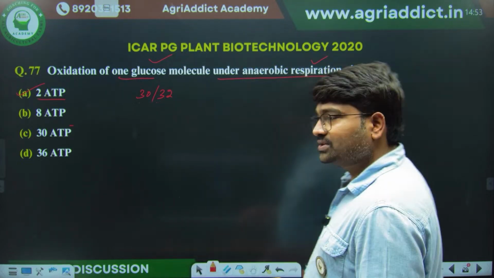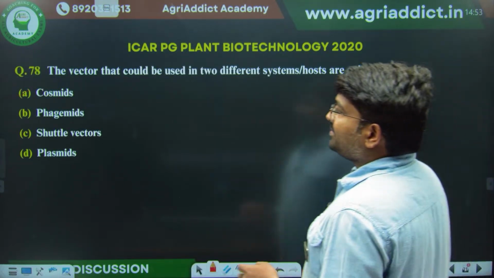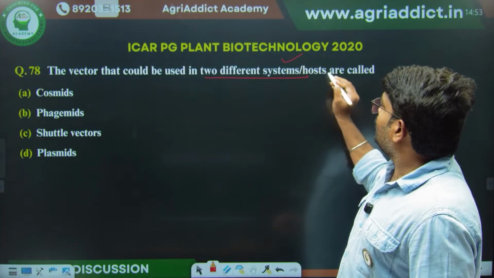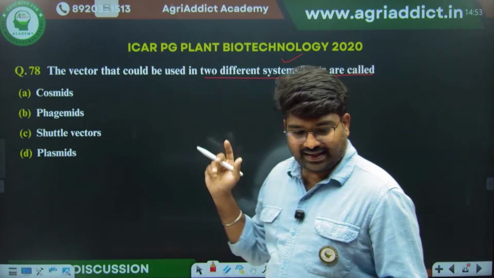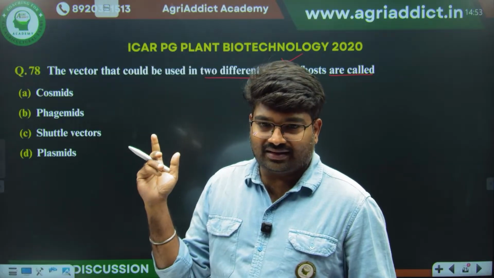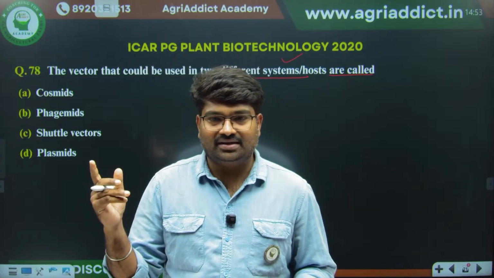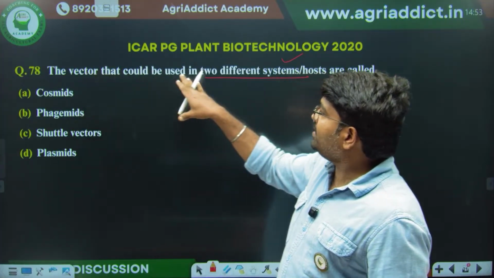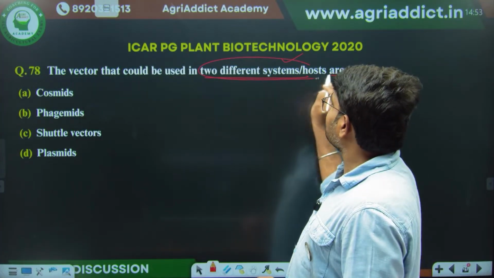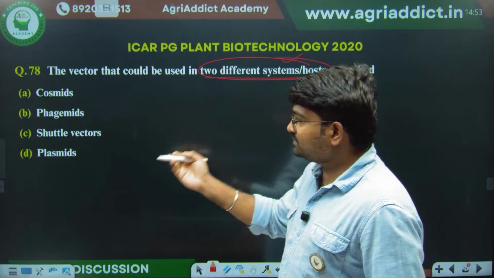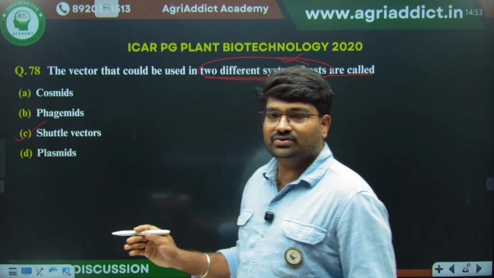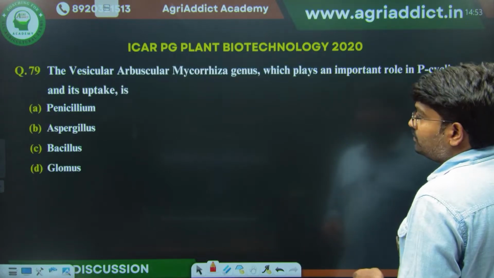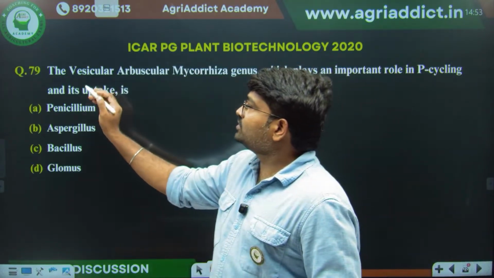Clear? The vector that could be used in 2 different systems or hosts is called which vector? This I told in class itself. Different types of vectors, binary vectors, shuttle vectors, everything I have taught. The vector that could be used in 2 different systems or 2 different hosts. Yes, very good. Shuttle vectors. Shuttle vectors can be used in different systems or different hosts.